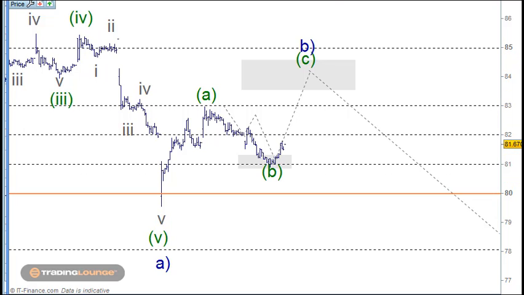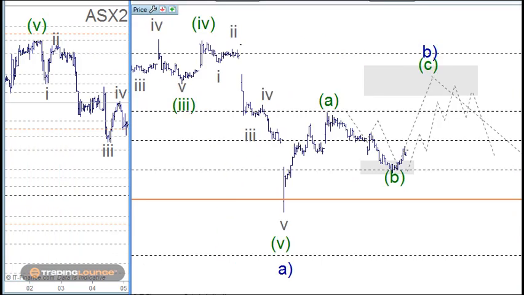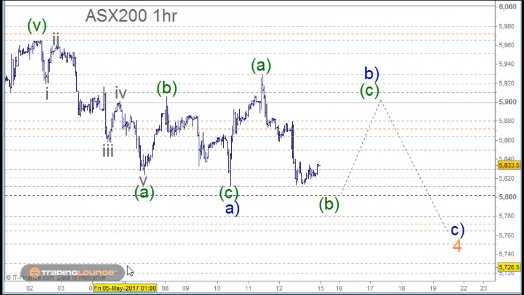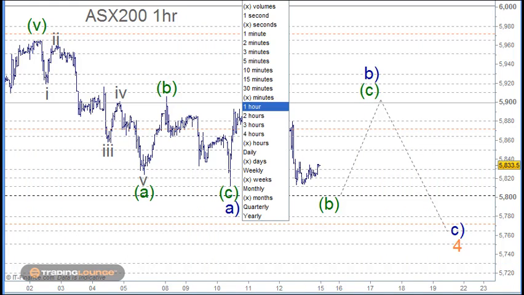How far will it go? I don't know, but what we do need to do is, as it starts, track wave 1, wave 2, wave 3, wave 4, and wave 5, and then we can look to short it from that point. But yeah, I don't know how it's going to pan out. That's the bottom line.